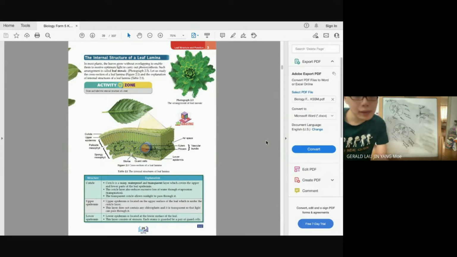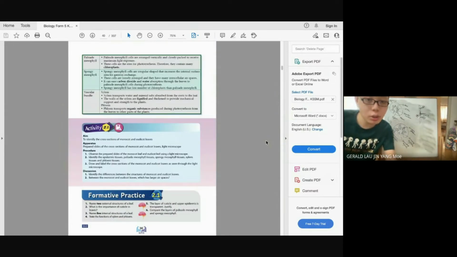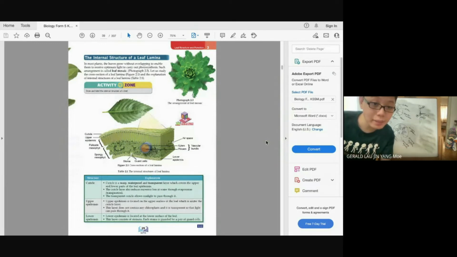Upper epidermis, also the upper surface of the leaf, must be transparent. Cannot have chloroplast. If the upper epidermis already blocks the sunlight to conduct photosynthesis, then the cells inside cannot conduct it, right? So that's why it has to be transparent, cannot conduct photosynthesis, no chloroplast. Lower epidermis is also the same, but the special thing about lower epidermis is that there will be guard cells, which control the opening and closing of the stoma.